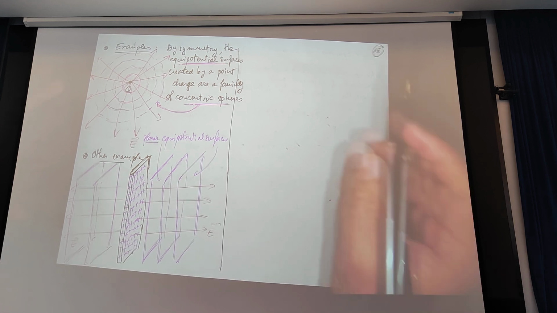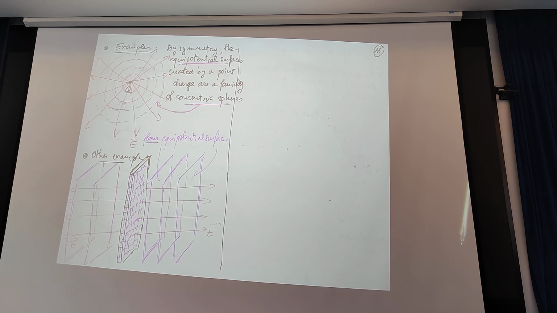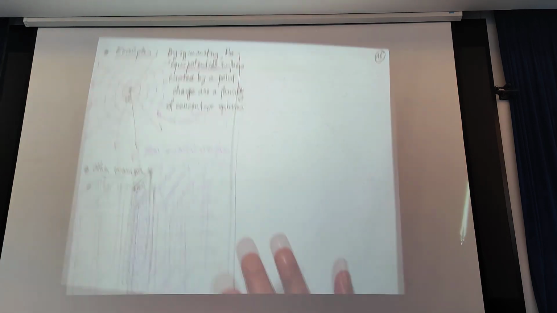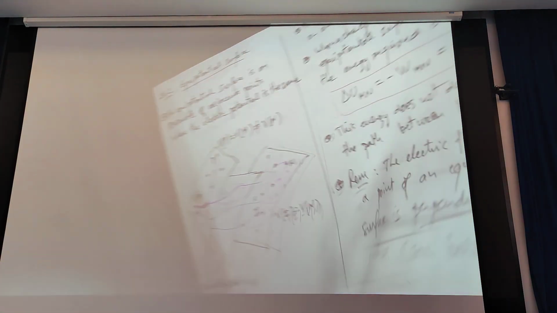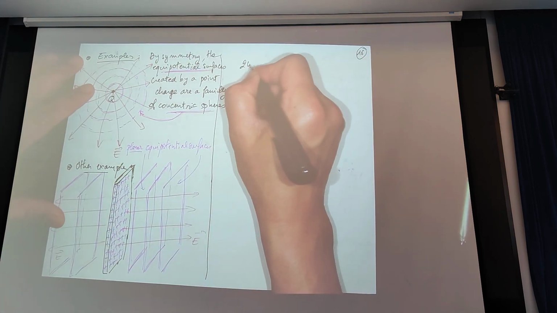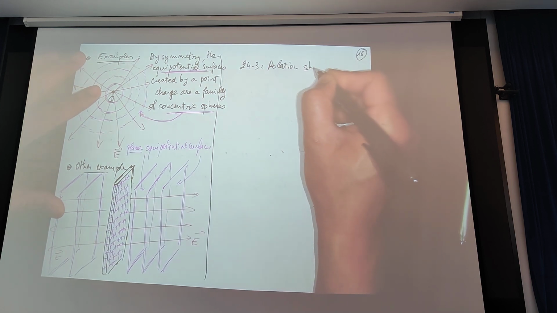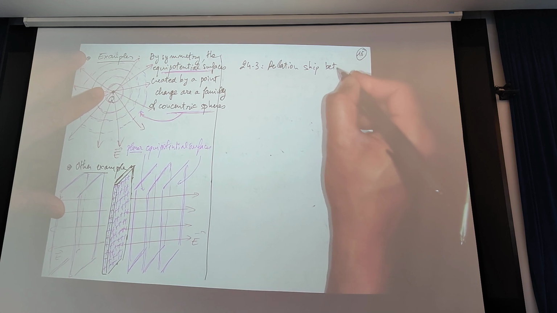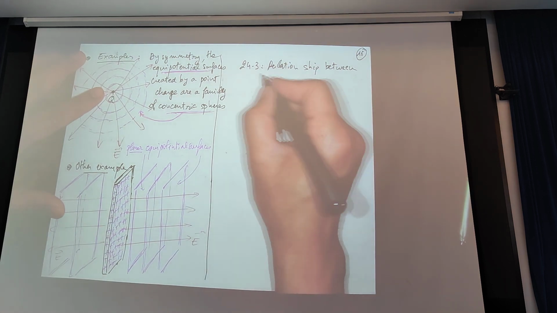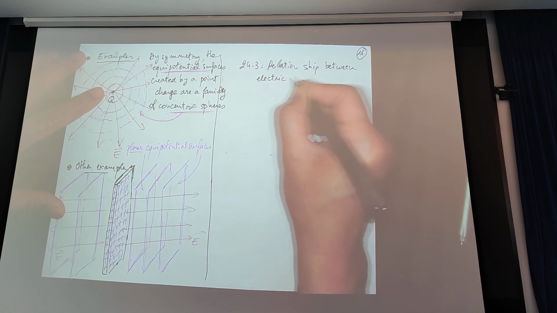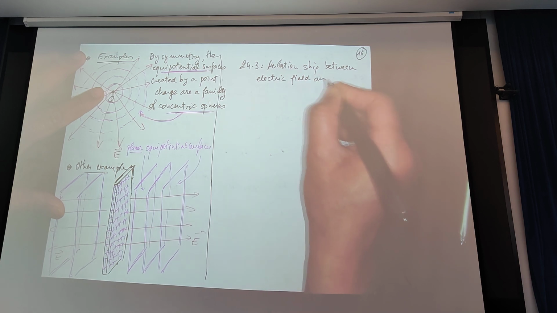Okay, so next part. Now I'm asking you, what is exactly the relationship between the electric field and the electric potential? We are going to call this 24.3, Electric field and potential.